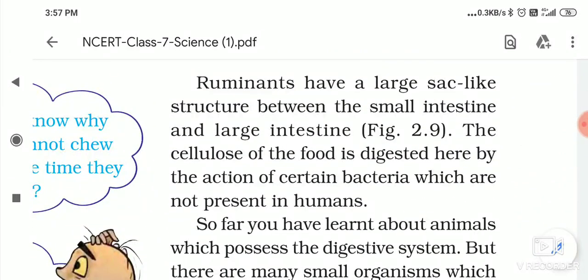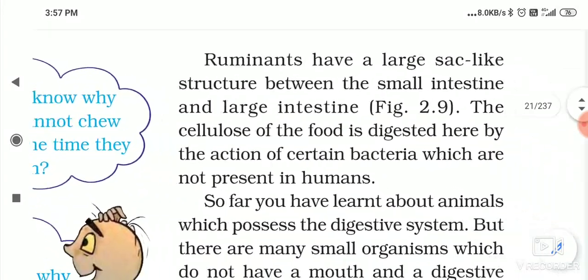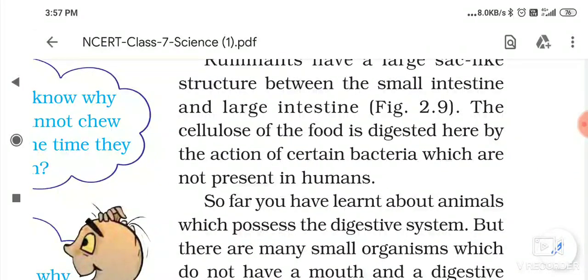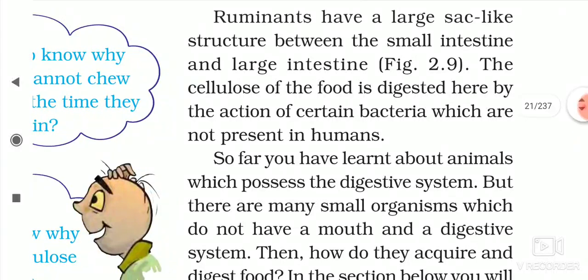The cellulose of the food is digested here by the action of certain bacteria which are not present in humans. We are not digesting cellulose, but we take cellulose because it helps to push the waste out of the body. Okay, this is completed.